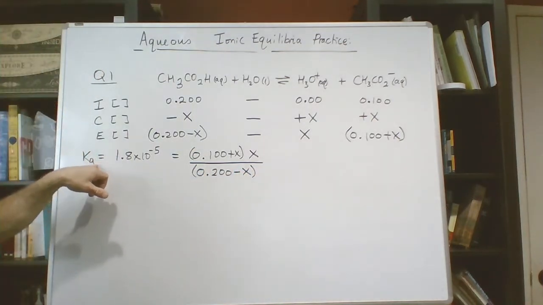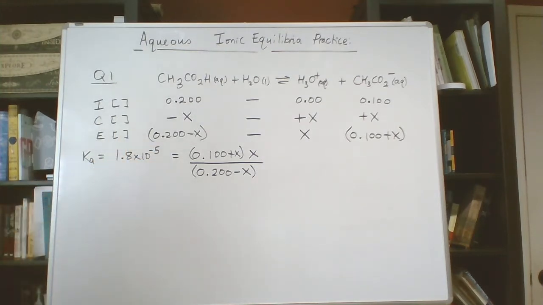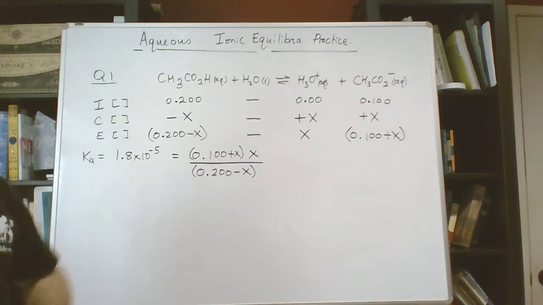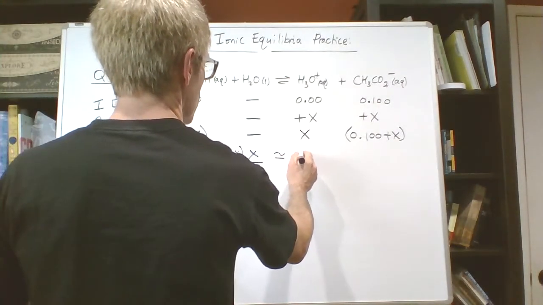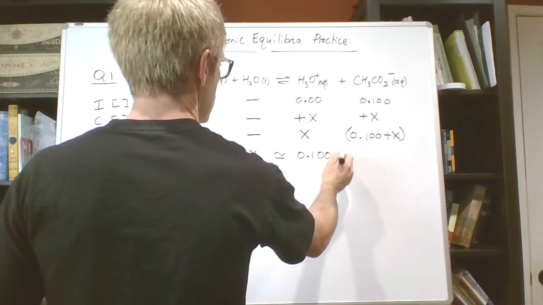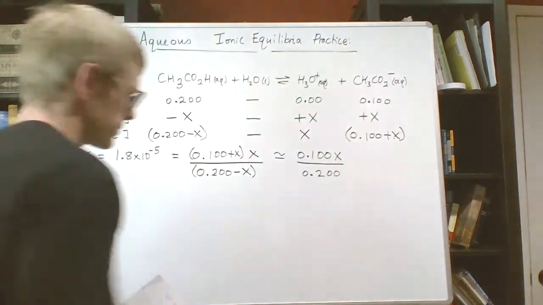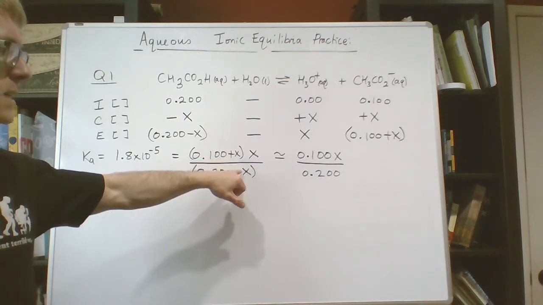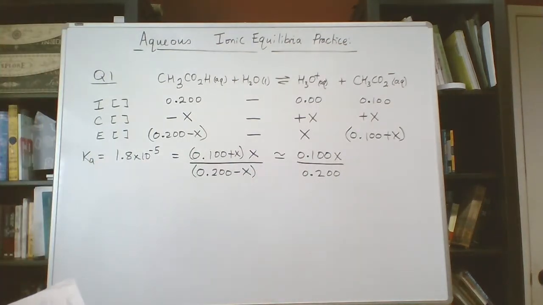We notice because the acid dissociation constant is very small, typically order of magnitude 10 to the negative 4 or 5, we can probably assume that any shift towards the right is going to be negligible, so we can assume it's 0. So we can make the assumption that this is approximately 0.100 x over 0.200. So we essentially ignore the shift x, ignore this x and this x, but we retain that x. So that's an assumption we can make.